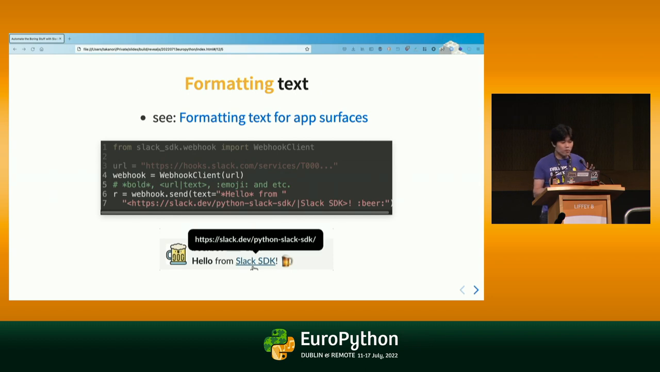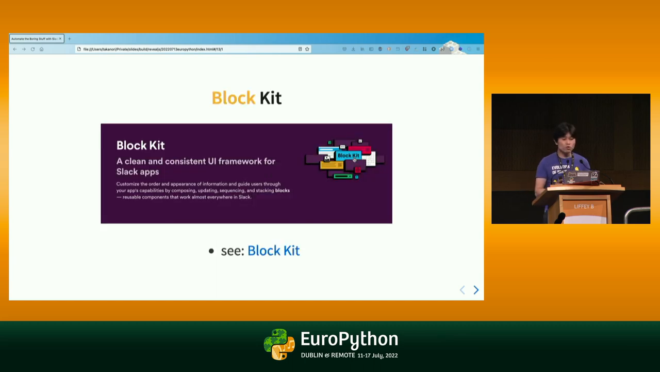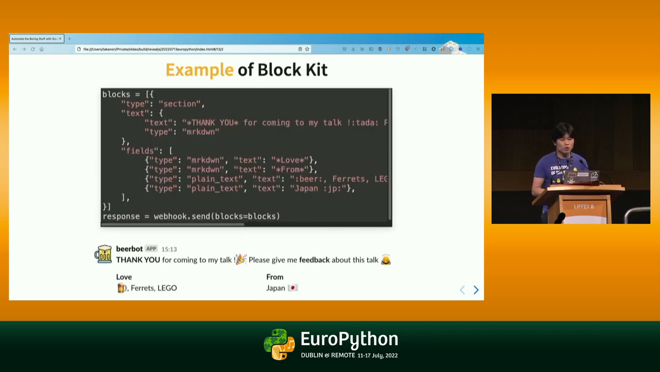And the text can be formatted as Markdown, bold, or link, or emoji, or something. But if you want to create a more complex message, use Block Kit. Do you know Block Kit? Block Kit is a new UI framework for Slack applications. This is a sample of Block Kit. Make a section type and set text and some fields, and this complex message will be displayed. This is Block Kit.